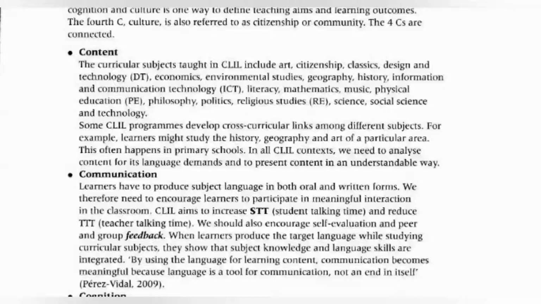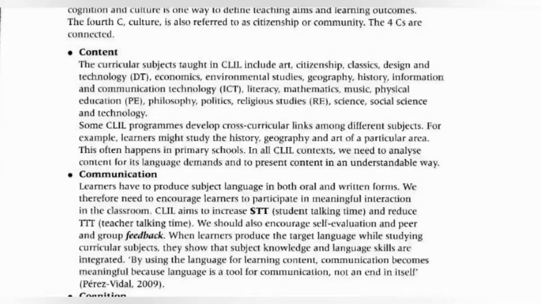Content. The curricular subjects taught in CLIL include art, citizenship, classics, design and technology, economics, environmental studies, geography, history, information and communication technology, literacy, mathematics, music, physical education, philosophy, politics, religious studies, science, social science and technology. Some CLIL programs develop cross-curricular links among different subjects. For example, learners might study the history, geography and art of a particular area. This often happens in primary schools.